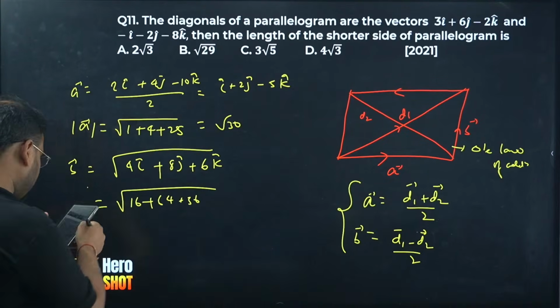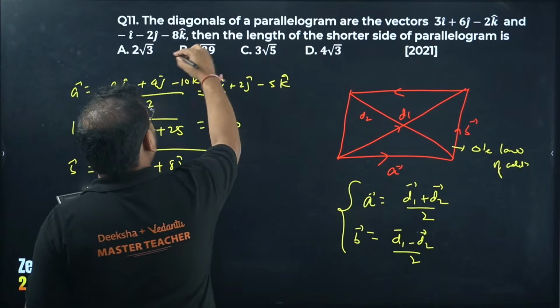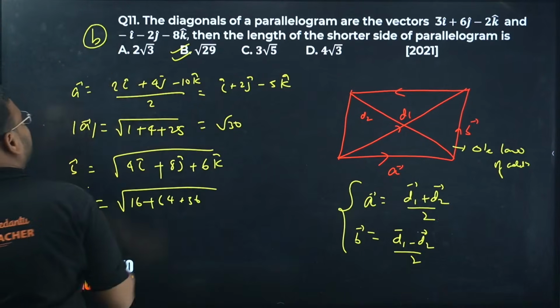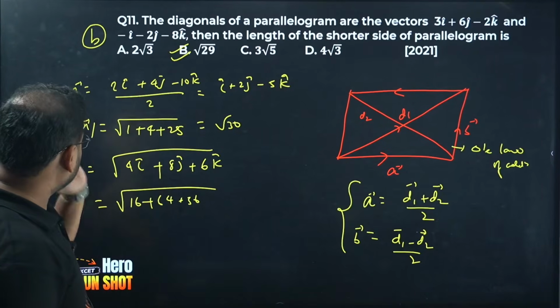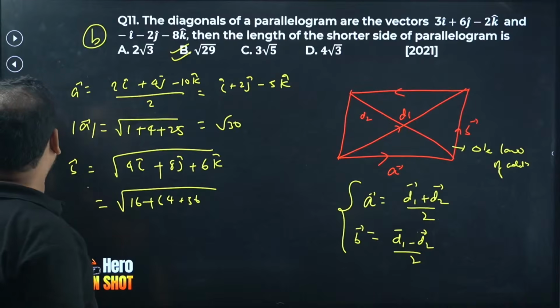Yeah, it is P by Q, I understand that. What is the mistake? Let me check. Answer is B, I know that. But where did I make a mistake? Okay, I did not divide by 2, I guess. I did not divide it by 2.